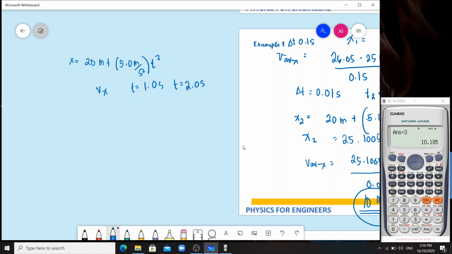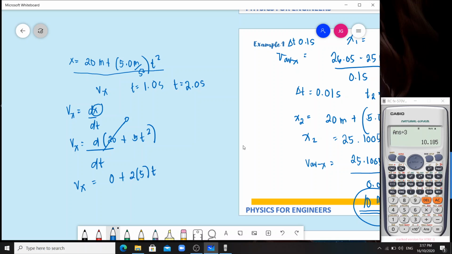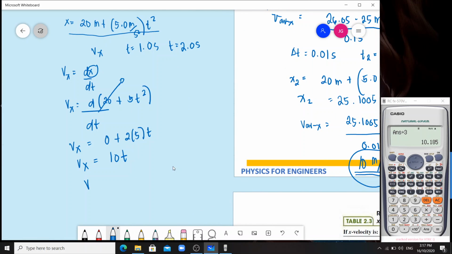Okay. So, ang gagawin natin is, if you will remember, Vx is equivalent to dx over dt, diba? Okay. So, ang meron tayo is function of x. So, ibig sabihin, we have to derive that in order to have Vx. So, 20 plus 5t squared. Okay? So, ang Vx natin is the derivative of this. 20 is a constant, so that is 0. Plus, we have to bring down 2 times 5 times t. So, Vx is equivalent to 10t. Tama ba? Okay. So, 10t, ito na yung function natin for the Vx.